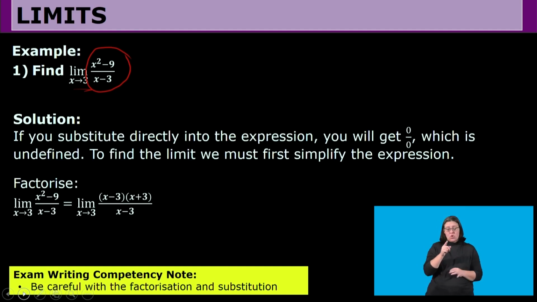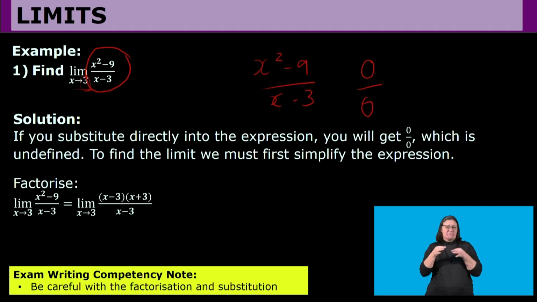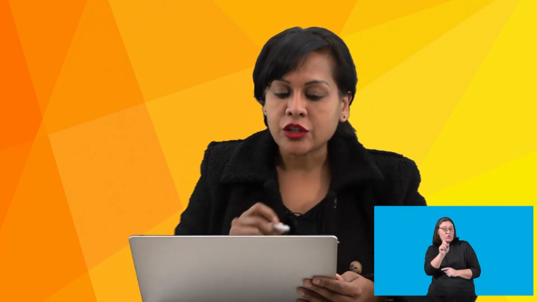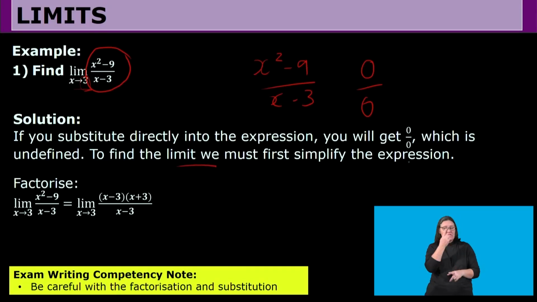If you were to, for example, substitute x approaches 3 and take that 3 and substitute it straight into this equation, x squared minus 9 over x minus 3, what would happen? The entire expression becomes 0 over 0, which is undefined. So this is why we have this idea of a limit, because it helps to tell us what's happening to a graph as x is approaching a certain value, and in this case it's as x is approaching 3. So to find the limit, we must first simplify the expression. Now remember, the limit is not the value of the function at the point. It's just telling you what's happening to the graph as x is approaching a specific value.